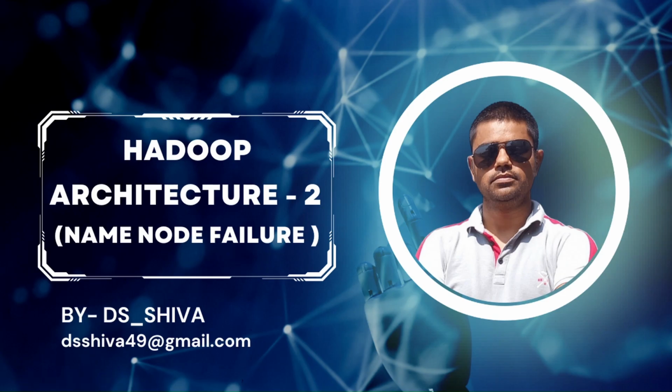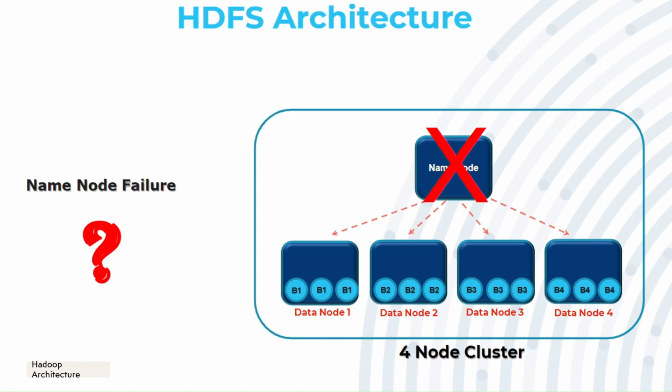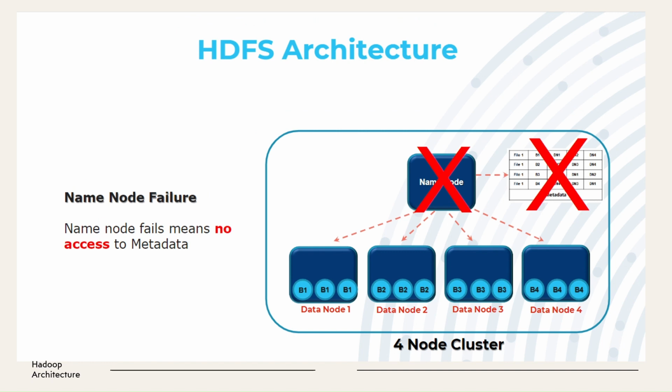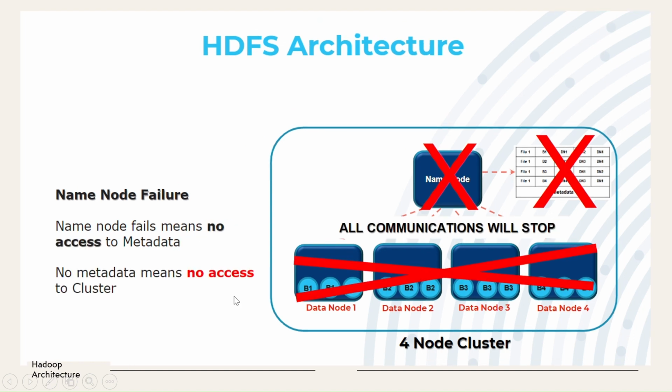Now we will move to Hadoop architecture part 2, that is, what will happen if a name node goes down. This is also possible. How is HDFS architecture handling this? If a name node goes down, it means no access to metadata. No access to metadata means no access to the cluster. It means all communication will stop, and we will lose all the data.